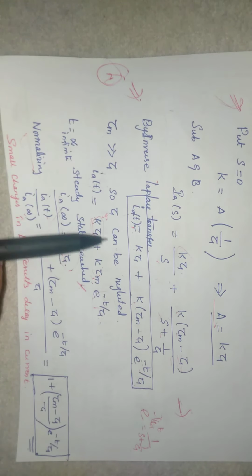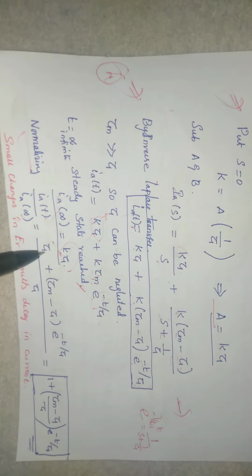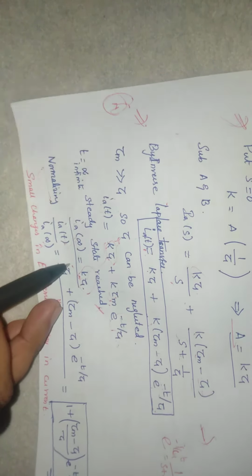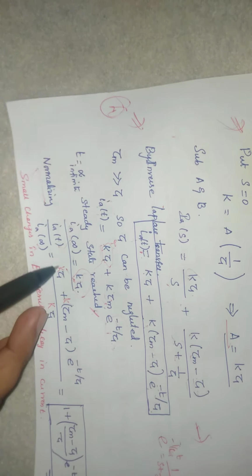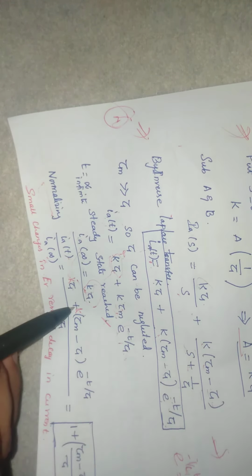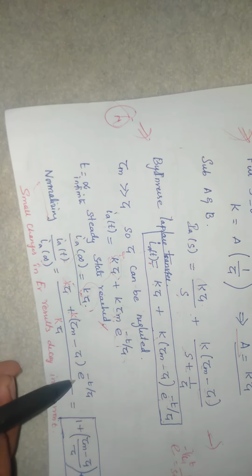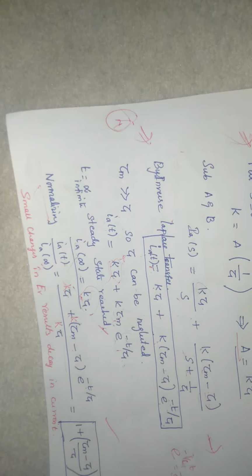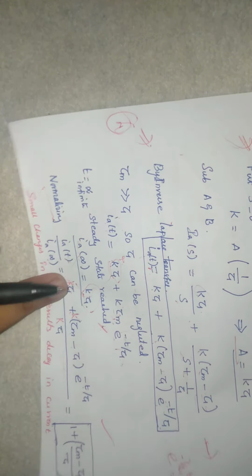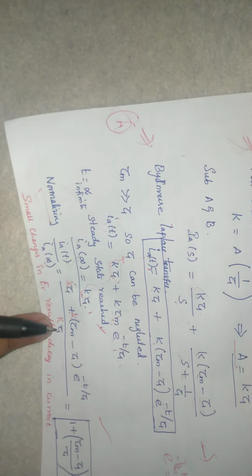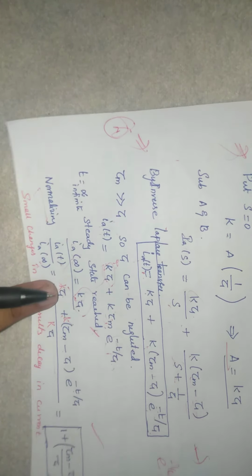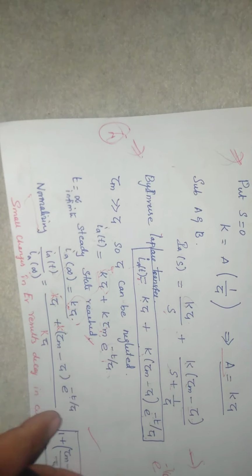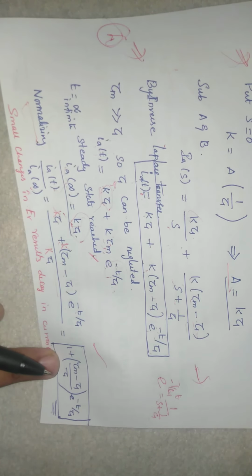We put these two terms in here. Taking k outside, we get tau 1 plus tau m minus tau 1 into e power minus t divided by tau 1, the whole divided by tau 1. This is our simplified equation. From this equation, tau 1 is common to both terms, so we get 1 plus tau m minus tau 1 into e power minus t divided by tau 1, divided by tau 1. That is the last step.